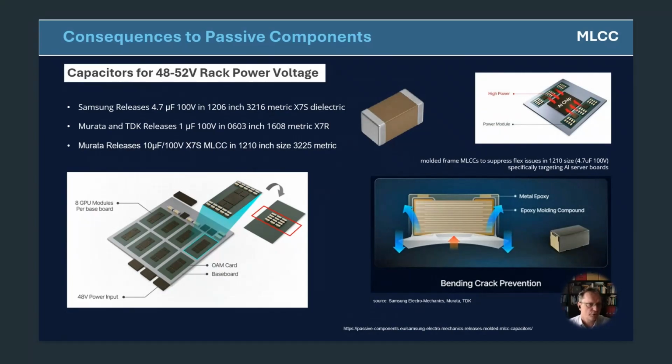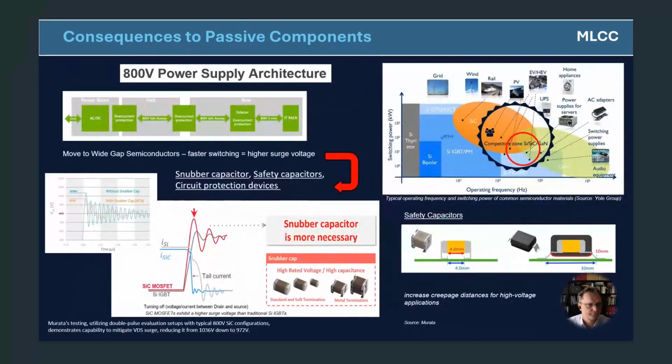48 to 52 volt rack power voltage is another example of latest development of ceramics towards higher and higher CVs. We see releases from Samsung, Murata, TDK of 100 volt ceramic capacitors with very high CV, 1 microfarad to 10 microfarad. On 1210, there may be some concern of risk of cracks. Samsung tried to address this with molded frame MLCC on such larger case sizes. The other manufacturers offer smaller case sizes with higher CV.